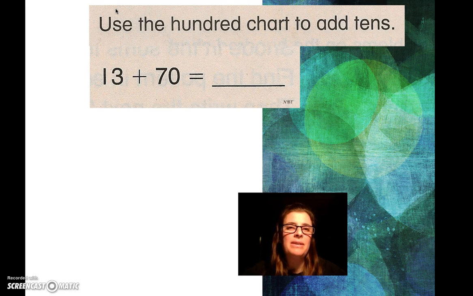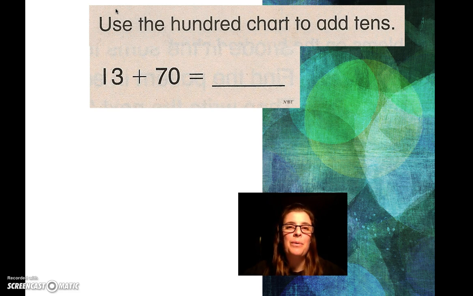13 plus 70 is how many? Use your number chart and solve. And when you're done, look at a friend and see if they have the same answer. If they do, fantastic. Look at another neighbor and see if they have the same answer. If your neighbors don't have the same answer, ask them, how did you come up with that answer? See if they can explain how they use the hundreds chart to come up with their answer. And then show them how you use the number chart. I wonder if it will be really similar.